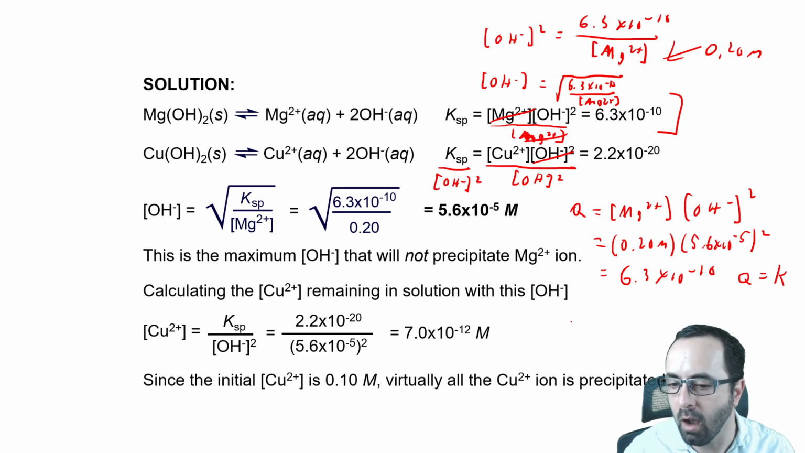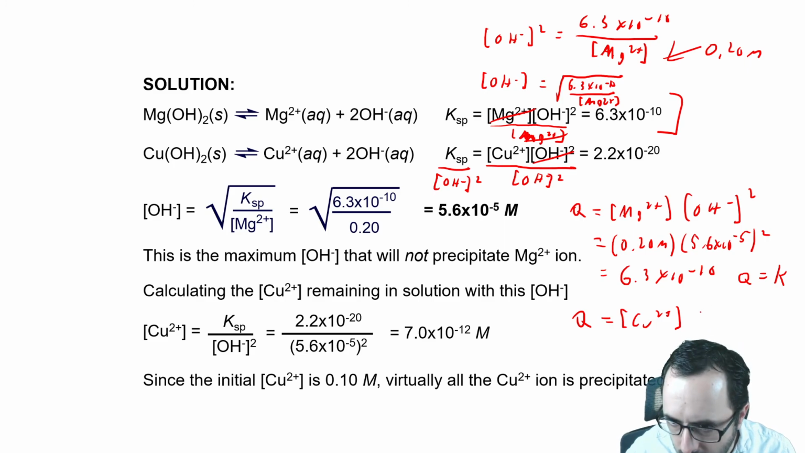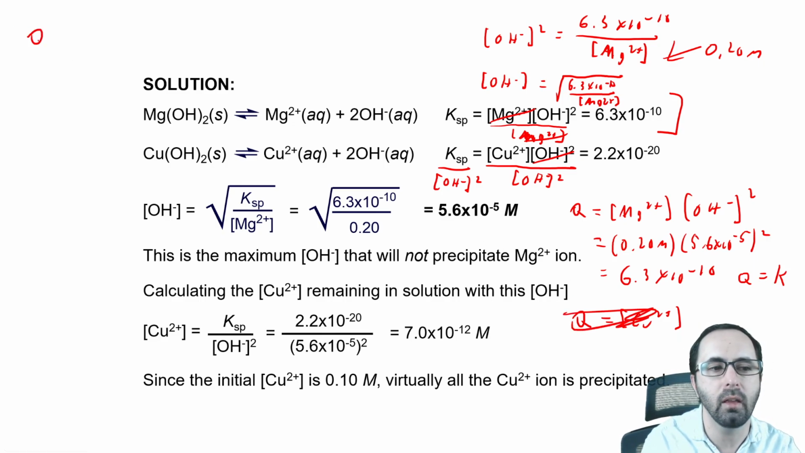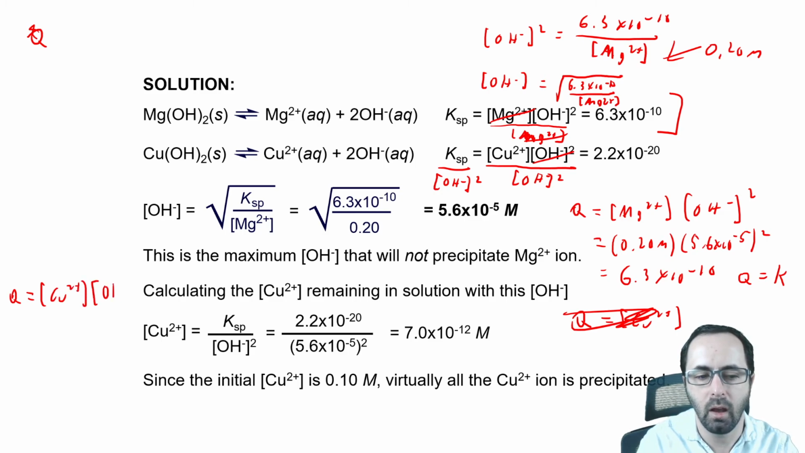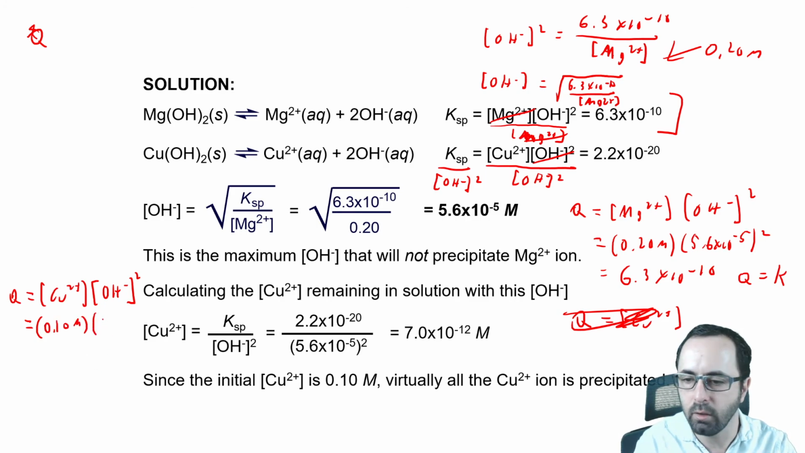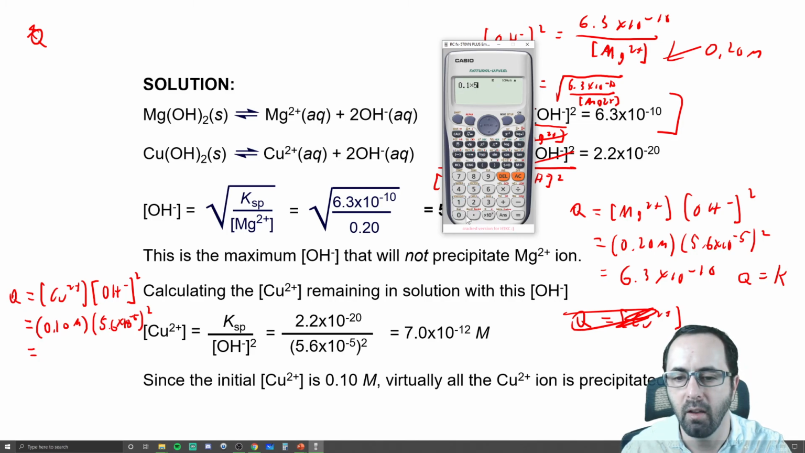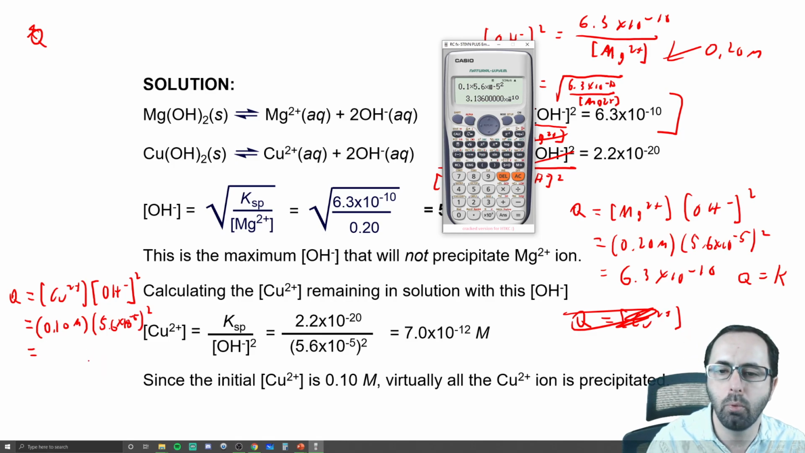Now let's calculate the Q for the copper at this concentration of hydroxide. Q for the copper reaction would be the copper 2 plus concentration times the hydroxide concentration squared. And these are not equilibrium concentrations. These are the concentrations we have right now. So we have 0.10 molar of copper ions, which is what we started with, and the hydroxide concentration is 5.6 times 10 to the minus 5, and we're going to square that. Okay, so we calculate that, 0.1 times 5.6 times 10 to the minus 5 squared, and we get 3.1 times 10 to the minus 10.